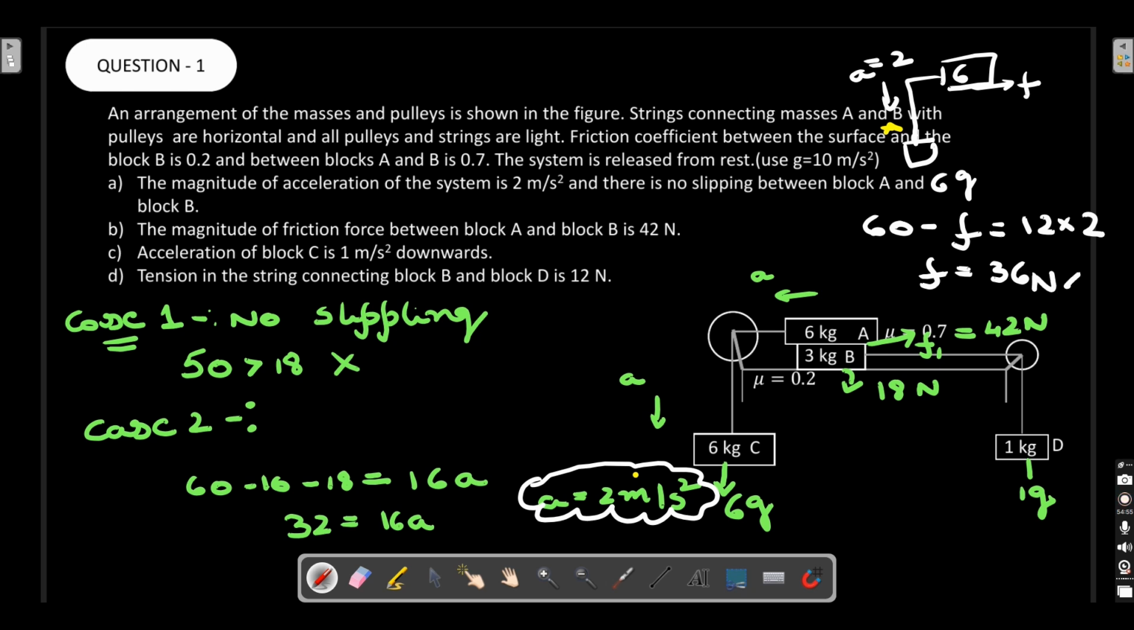So which is less than the actual friction between them? 42. So right, whatever we have done till now is right.